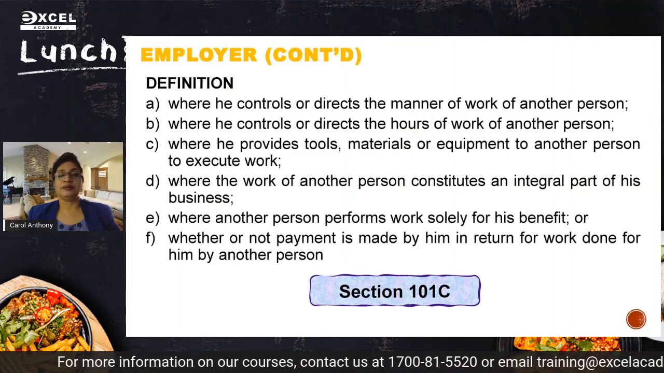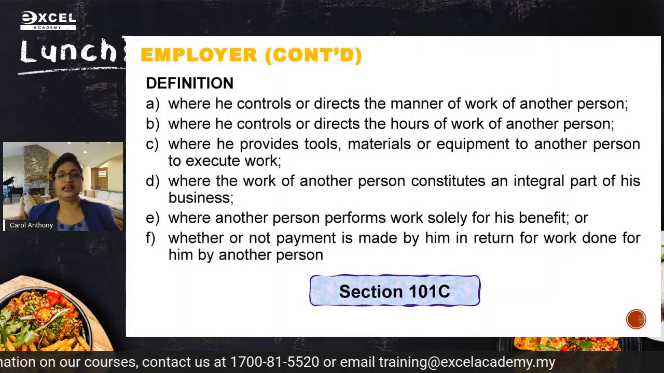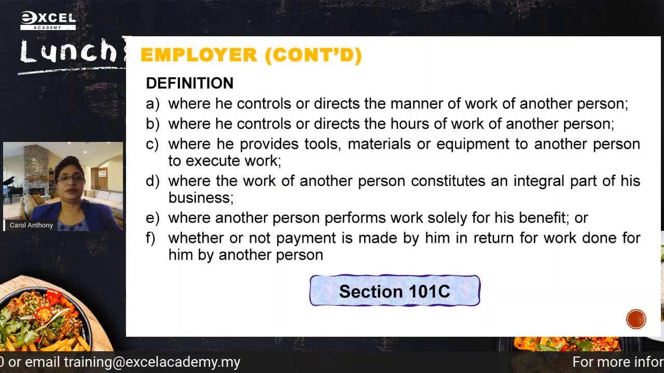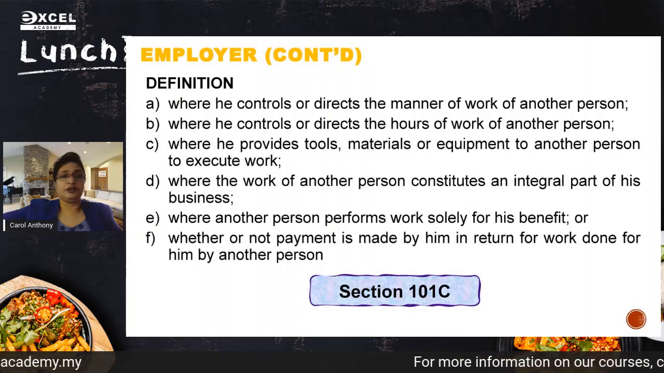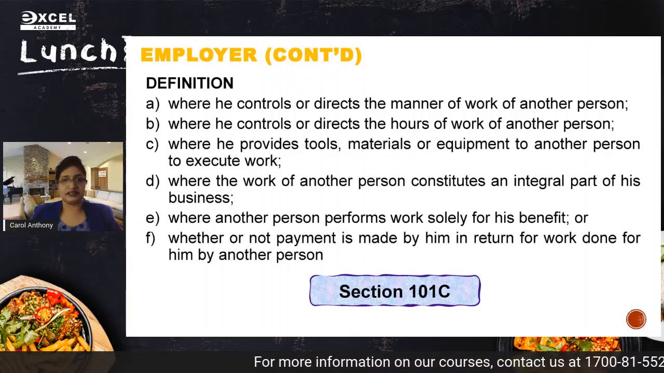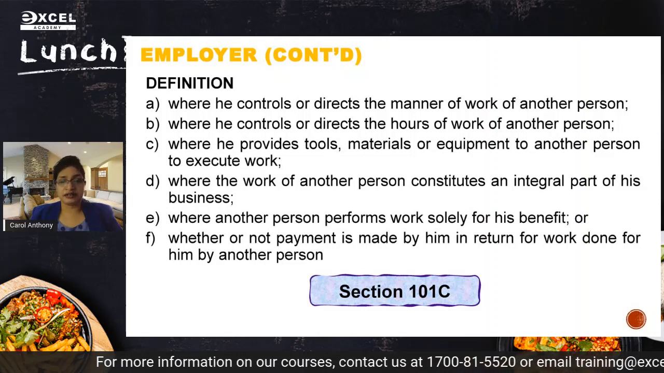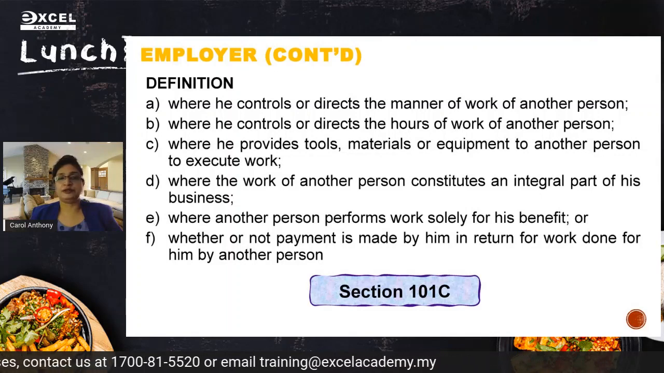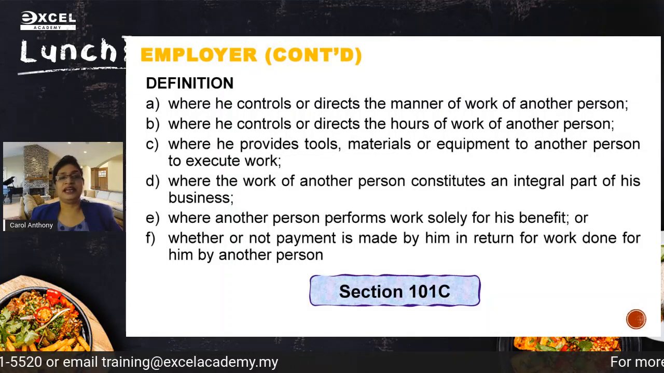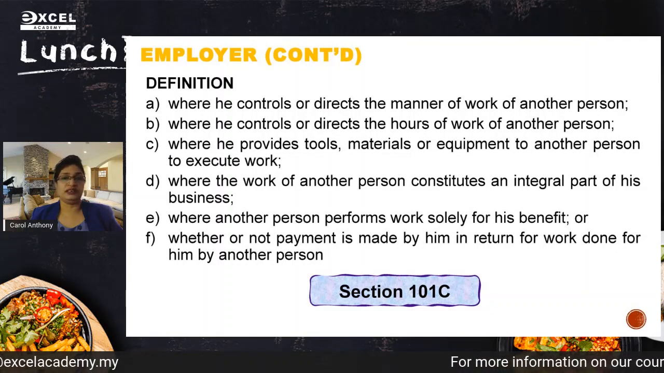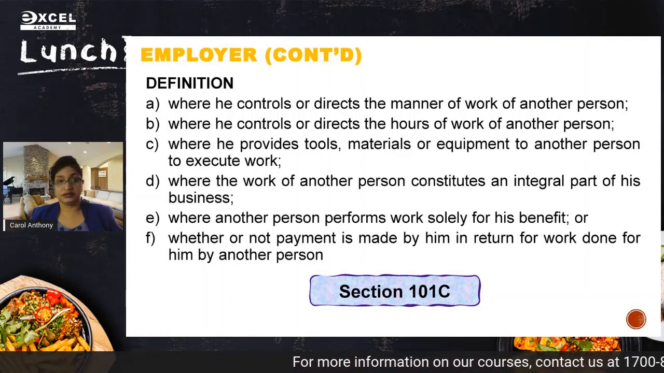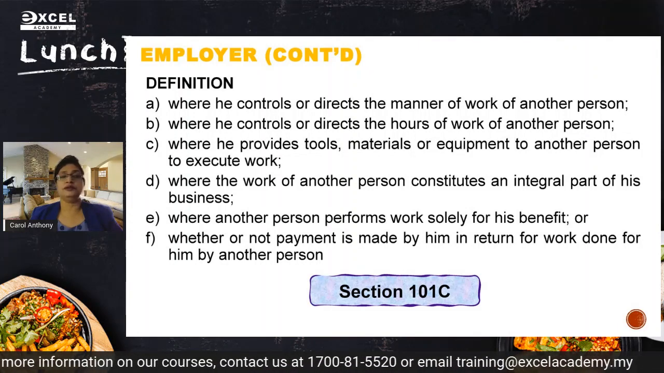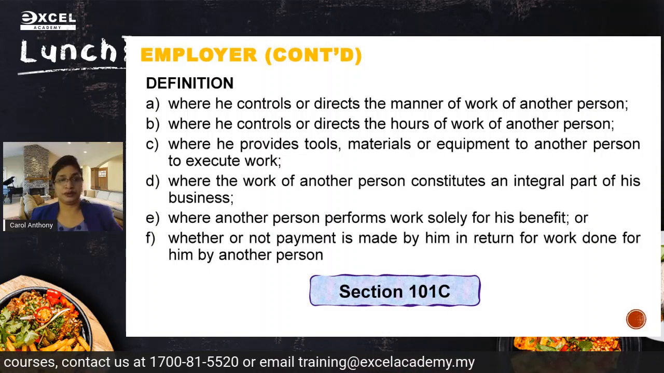Further down, we break down what is the employer, and this is found in section 101C in the Employment Act. The employer controls or directs the manner of work of another person, controls or directs the hours of work. Meaning he will tell you, today you need to work 9 to 5, Mondays to Fridays. C, where he provides tools, materials, or equipment to another person to execute the work. So he provides stationery, computers, handphones, or telephones so that an employee can do the work.